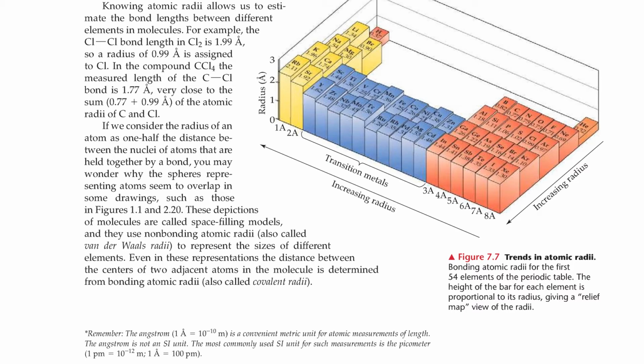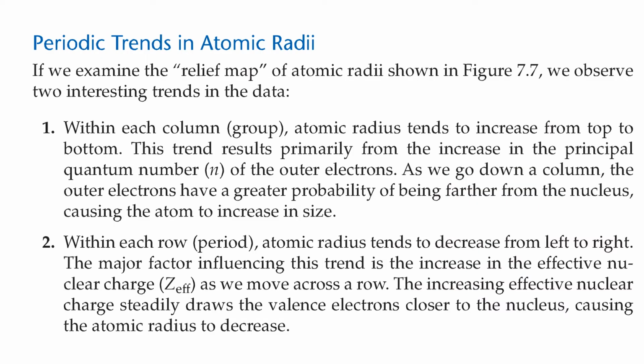Figure 7.7. Trends in atomic radii. Bonding atomic radii for the first 54 elements of the periodic table. The height of the bar for each element is proportional to its radius, giving a relief map view of the radii. Periodic trends in atomic radii. If we examine the relief map of the atomic radii shown in Figure 7.7, we observe two interesting trends in the data. Number 1. Within each column or group, atomic radius tends to increase from the top to the bottom.